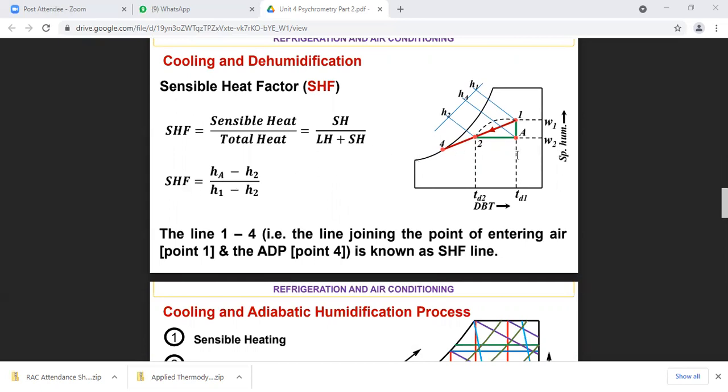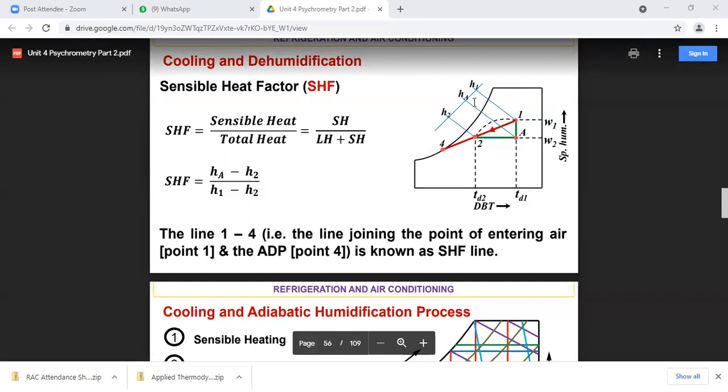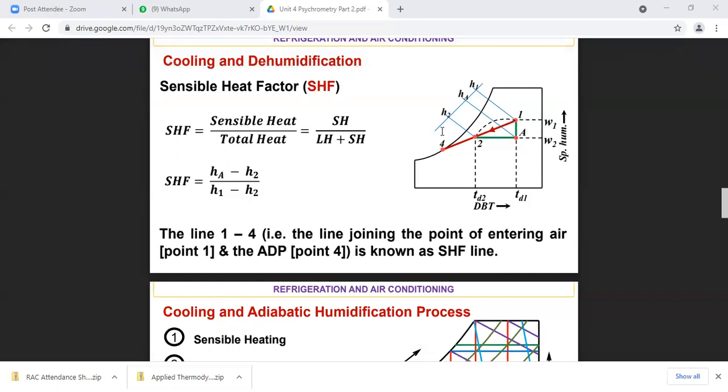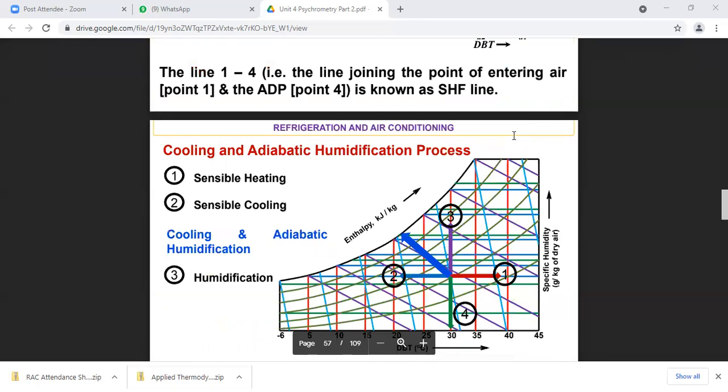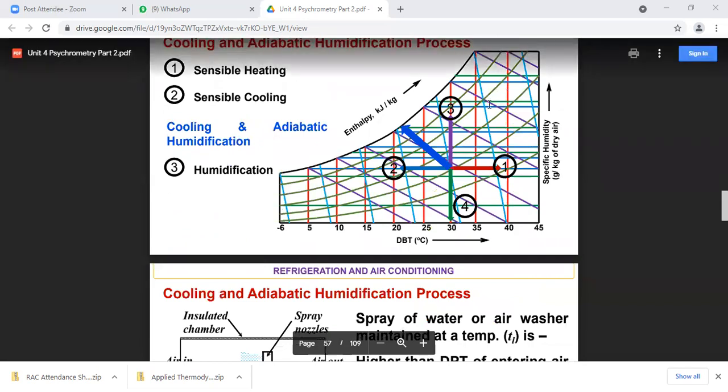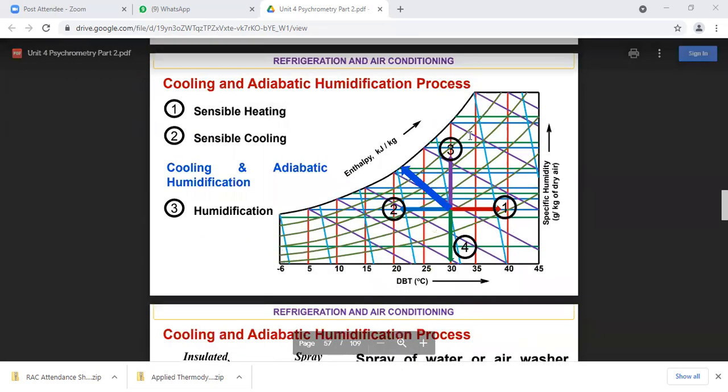So we can write the sensible heat factor for cooling and dehumidification as HA minus H2 upon H1 minus H2, where H1 minus H2 gives you the total heat. The line 1 to 4, the dotted line joining the entering air and the apparatus dew point temperature, is known as the sensible heat factor line. Next process, so we have shown over here. So this is all about today's lecture.